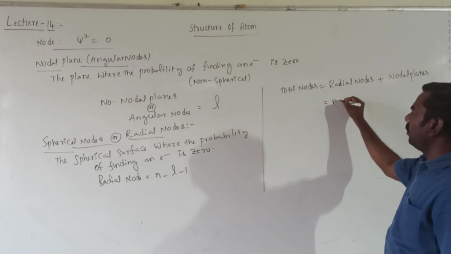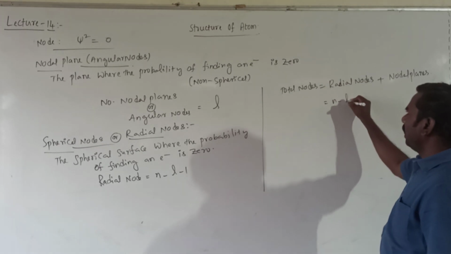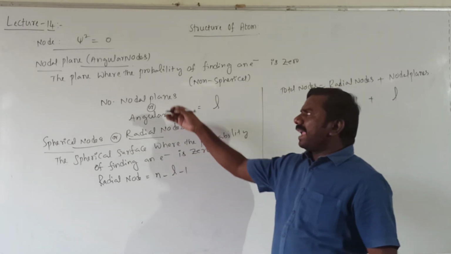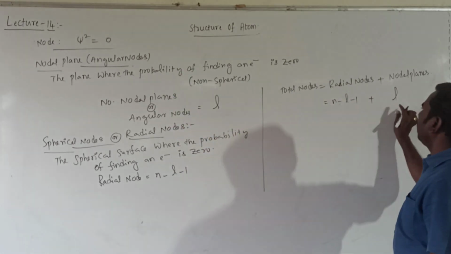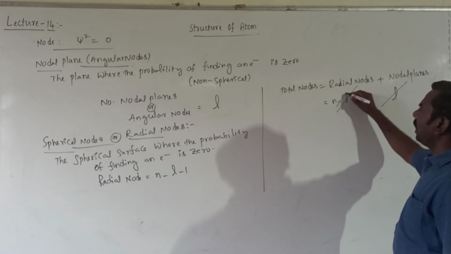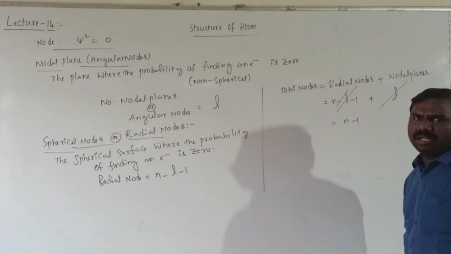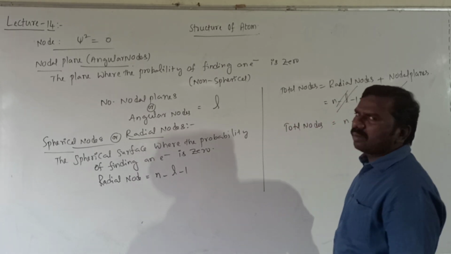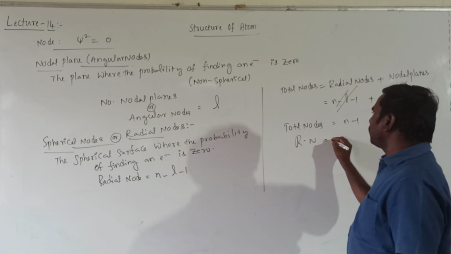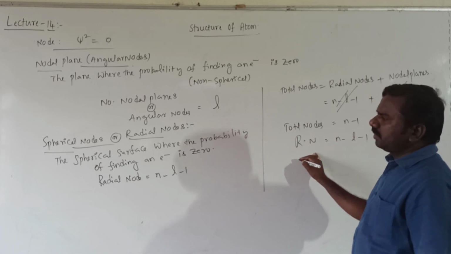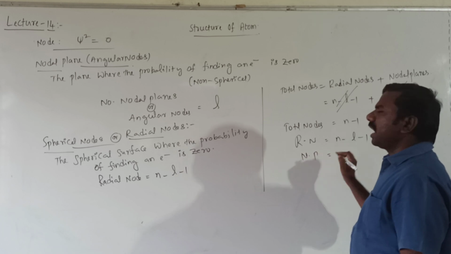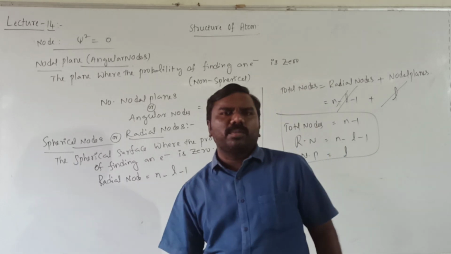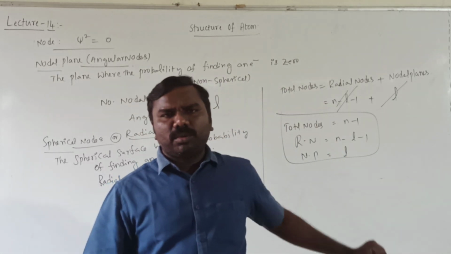Radial nodes formula is n minus L minus 1, plus nodal planes or angular nodes, formula will be L. Minus L and plus L will be cancelled, then you get n minus 1. Total nodes equal to n minus 1. Radial nodes equal to n minus L minus 1. Nodal planes or angular nodes are equal to L value. Just remember, simple problems are there on these 3 formulas.